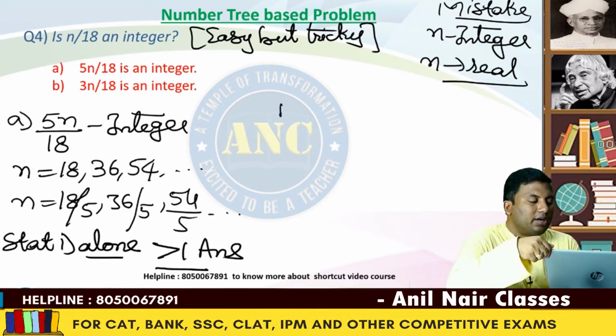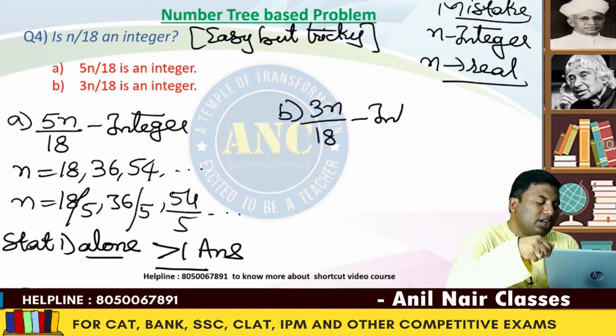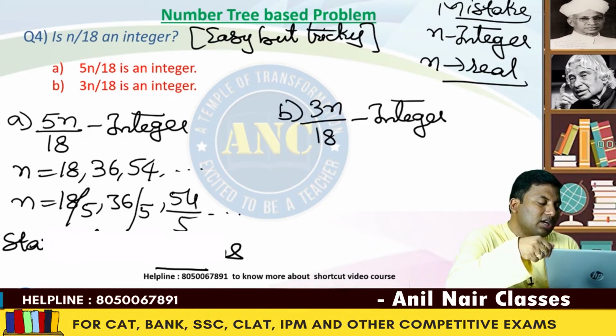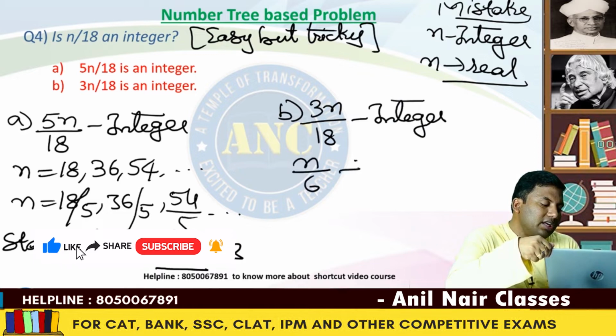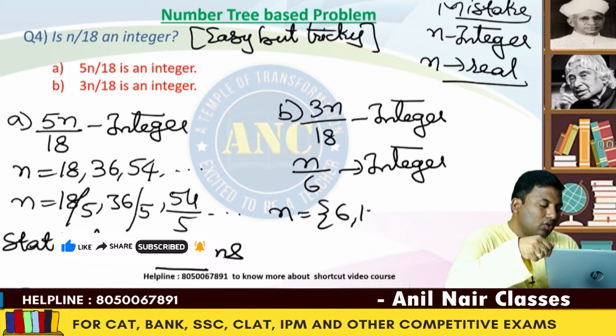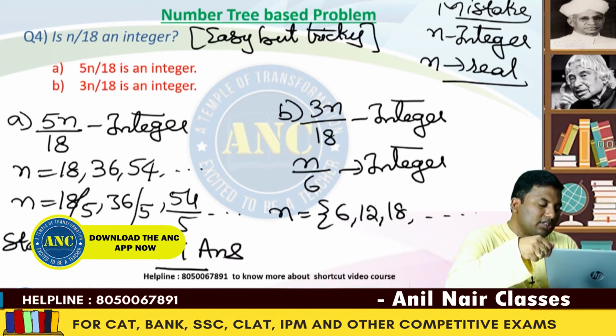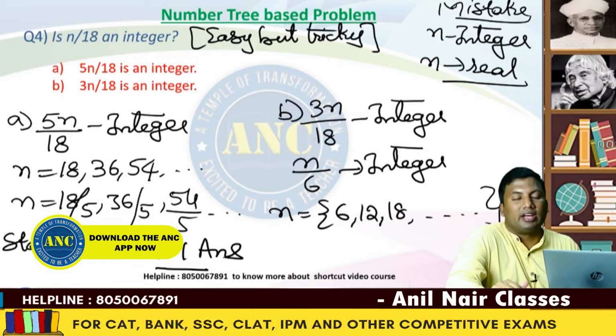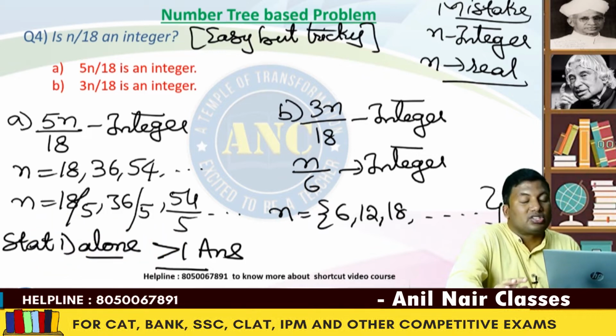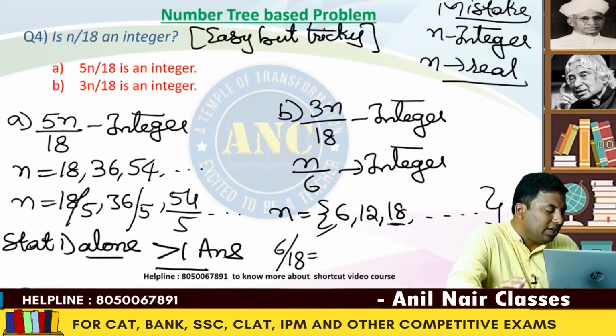Now comes statement 2. 3n by 18 is an integer. If 3n by 18 is an integer, n by 6 is an integer. If n by 6 is an integer, n value will be 6, 12, all the multiples of 6. 6, 12, 18, right? But is 6 by 18, 1 by 3 an integer? No. If I substitute 6, 6 by 18 is 1 by 3. It is not an integer.